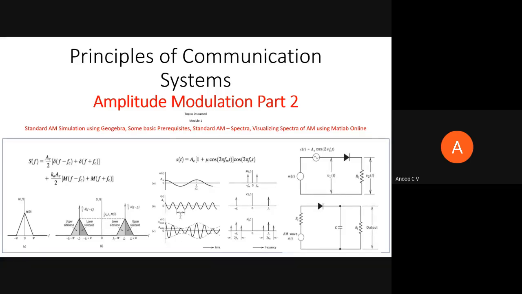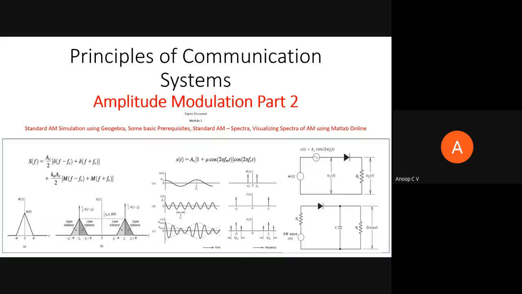Then after that, we will discuss some of the very basic prerequisites which are required for you to go ahead and study the spectrum of AM or any other topic in this module. I'll be discussing the prerequisites through a simple quiz. I'll conduct a quiz on quizzes, and through that we'll discuss the prerequisites, and after that we'll try and derive the spectrum of AM.